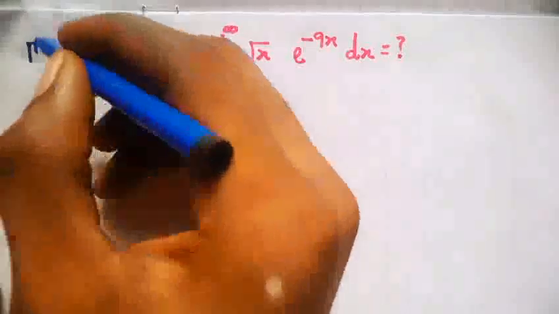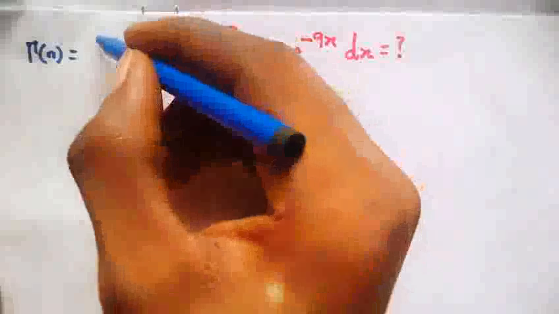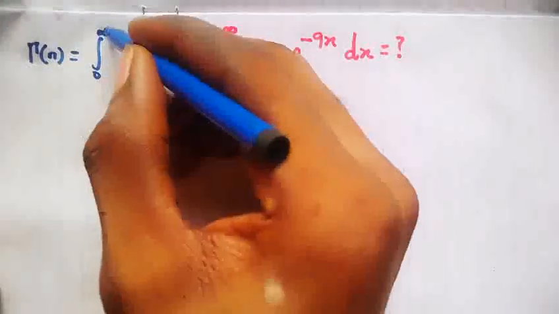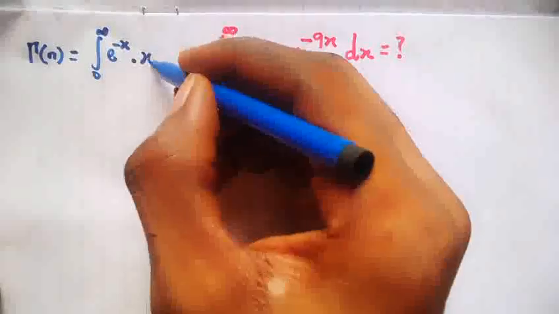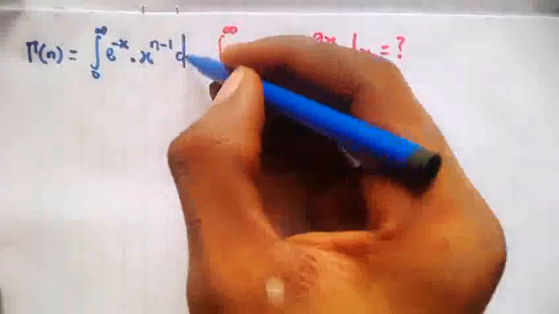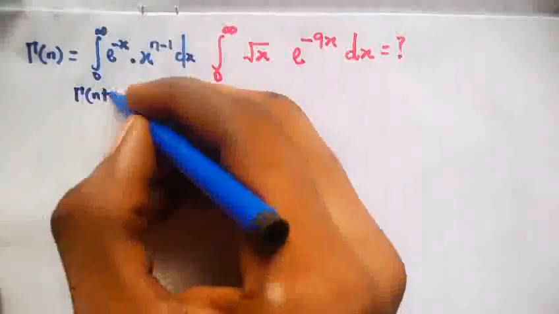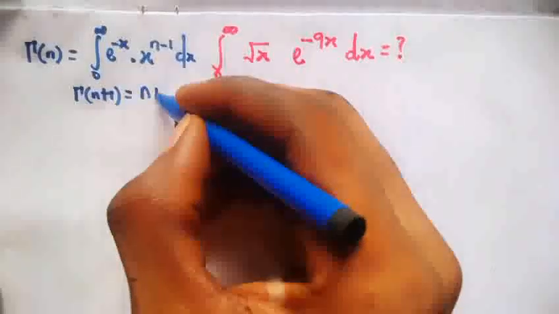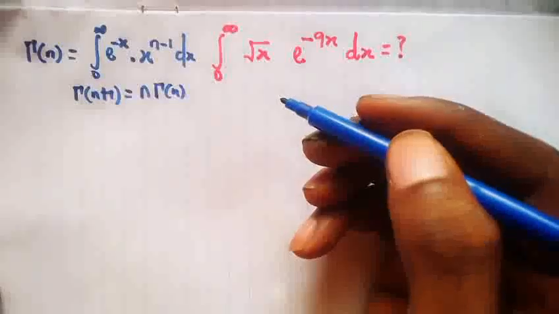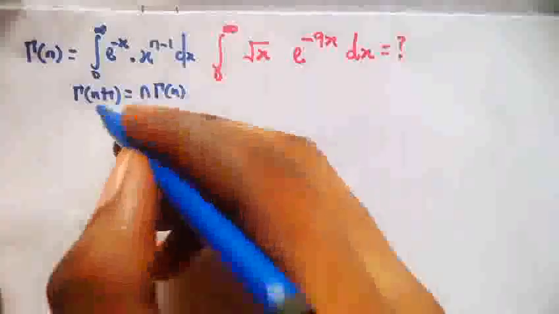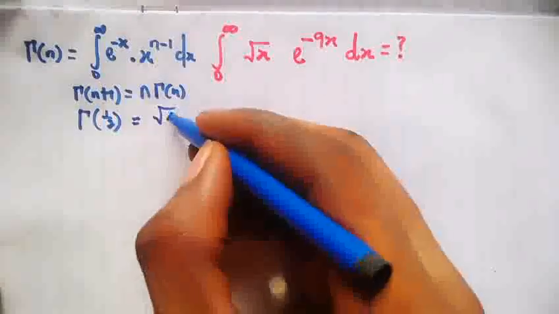As we learned in our previous class, the gamma of n is equal to the integral as x goes from 0 to infinity of e raised to power negative x times x raised to power n minus 1 dx. And we need to know that the gamma of n plus 1 is equal to n times the gamma of n, and I made a proof of this in our last video. Now the next thing we need to know is that the gamma of 1 over 2 is equal to the square root of pi.